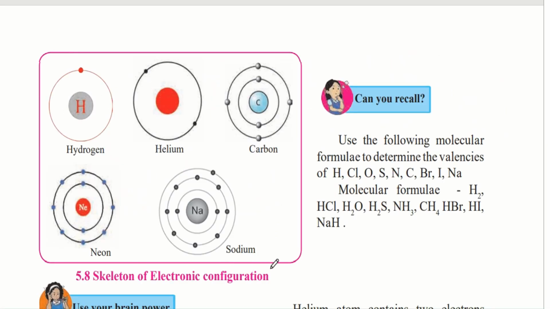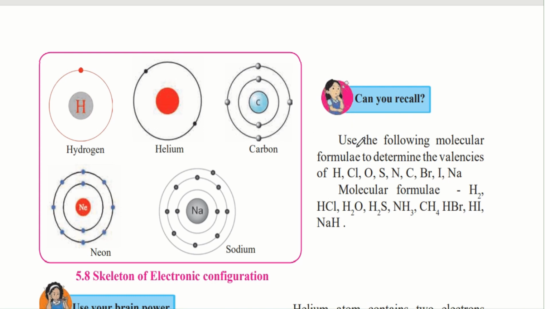In this figure, they have shown us the electronic configuration represented in a shell diagram format, where hydrogen is shown to have 1 electron in the K shell and helium is shown to have 2 electrons in its K shell. Carbon is shown to have 2 electrons in the K shell and 4 electrons in the L shell. Neon has 2 electrons in the K shell and 7 electrons in the L shell. Sodium has 2 electrons in the K shell, 8 electrons in the L shell and 1 electron in the M shell. So this is another way we can find the electronic configuration of the elements.